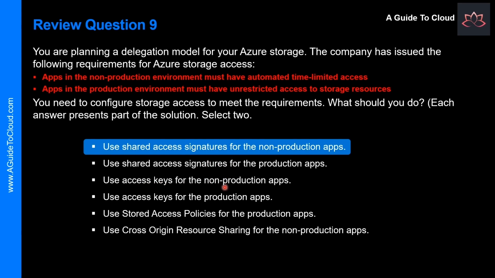Use access keys for non-production app. Definitely not. We need to use shared access signature. Use access keys for production app. Absolutely correct. Because that will give us unrestricted access to the storage resources. So the shared access signature provides a way to provide more granular storage access than access keys. And access keys provide unrestricted access to the storage resources, which is the requirement for the production app in the scenario.